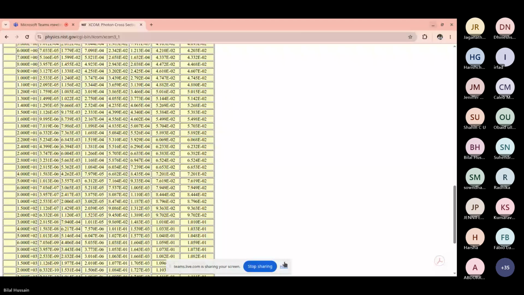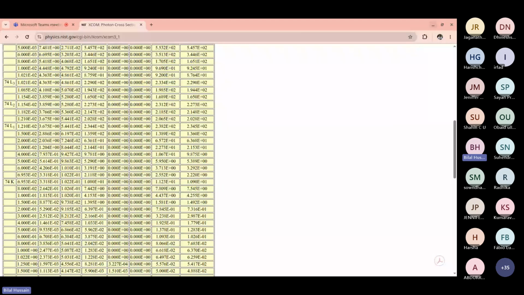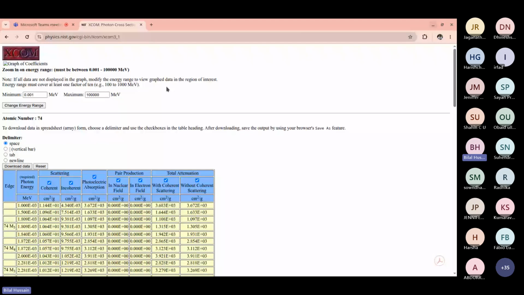This data can be taken to any database. We can copy it and keep it anywhere, as a text file or as an Excel sheet. We can use it. I have already downloaded many of the things and I have them with me, so I'm going to show you how to use that also.